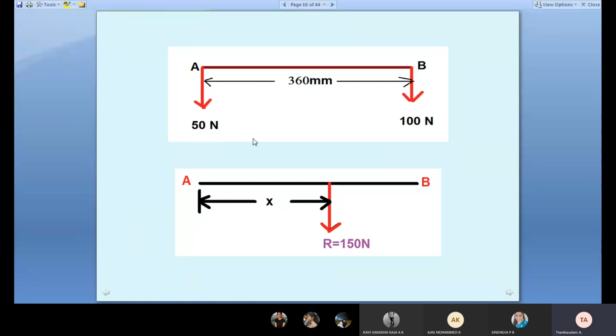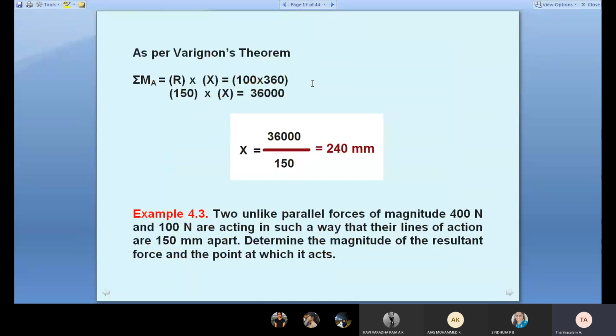Students, be careful, I am repeating again. While taking moment, you have to identify which force gives moment and which force does not. How do you identify? Any force acting at the reference point does not give moment. Here A is the reference point, so the 50 does not give any moment. What is the balance force? 100 Newton. Moment is force into distance, so 100 into 360.